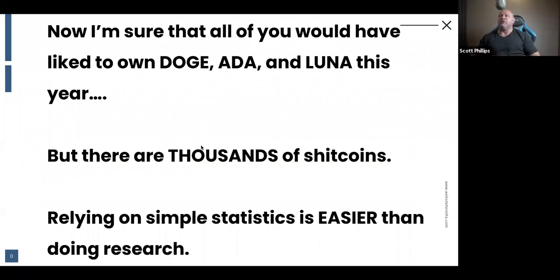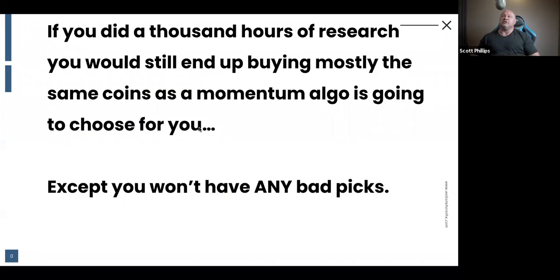Now, pretty sure that all of you would have liked to have owned Doge, ADA, and Luna this year. There are thousands of shitcoins, thousands and thousands of them, and there's no shortage of opinions on them either. Sometimes there's only one person squirting an opinion, but everyone's got an opinion. My point is that relying on simple statistics is easier than doing research. If you did 1,000 hours of research and those three coins you own were DOT, ADA, and Luna, that's really good, but you probably wouldn't. But the statistics chose DOT, ADA, and Luna as your three coins. There ain't nothing wrong with that.